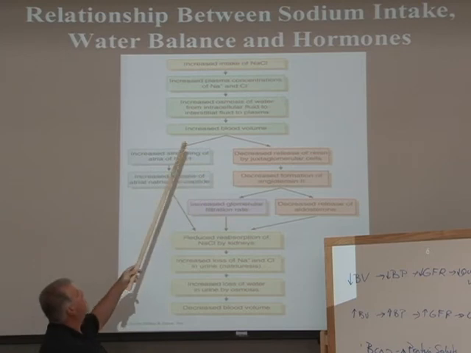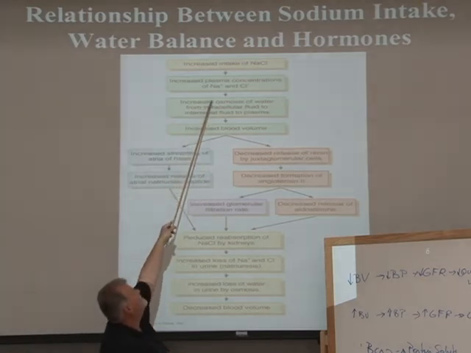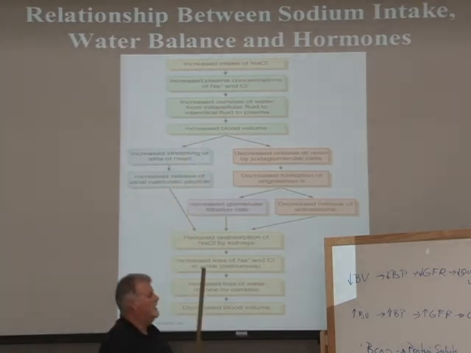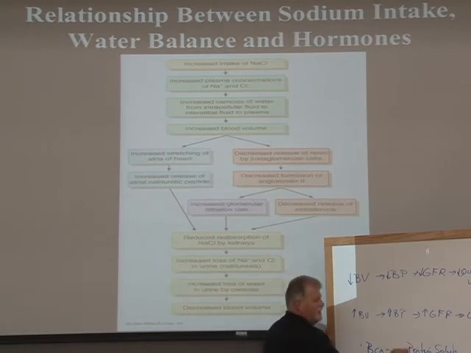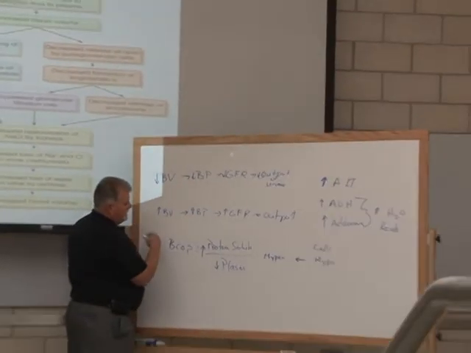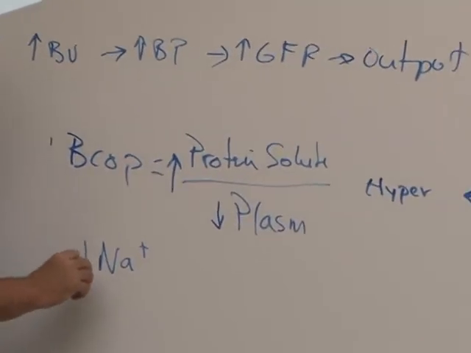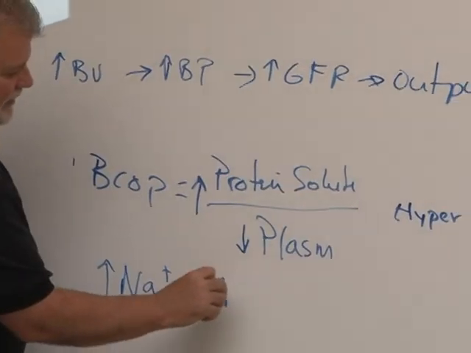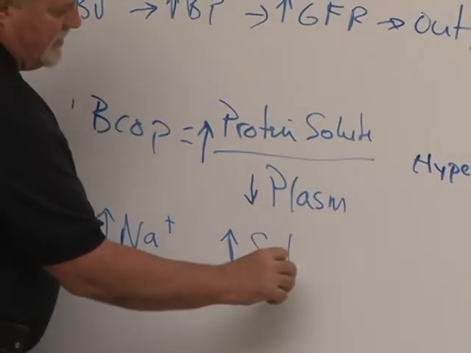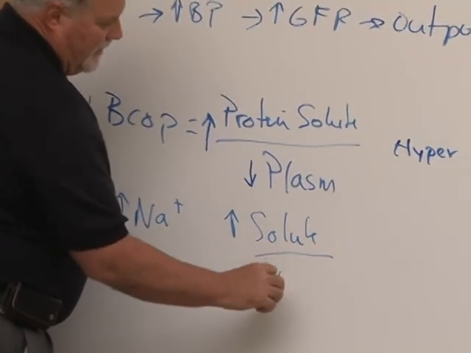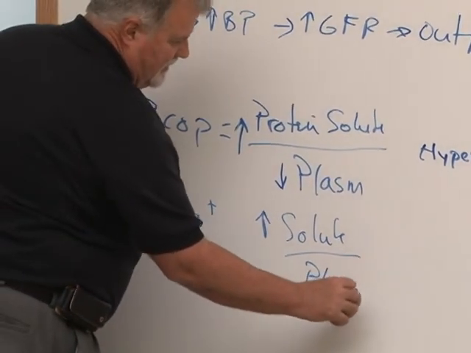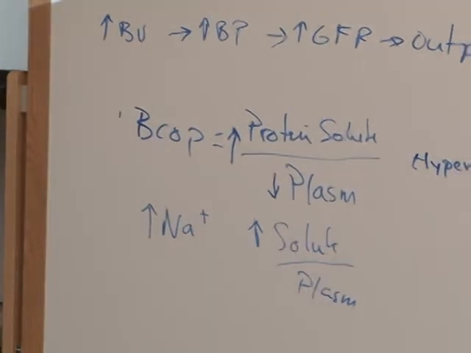So what was the impact? Well, you get increased plasma concentrations of sodium chloride. So here, we were increasing the solute concentration, actually, because we were decreasing plasma, because we had a decrease in blood volume. In this instance up here, we're adding sodium to the blood. So we get an increase in solutes over the plasma in a different way. Okay, does that make sense?